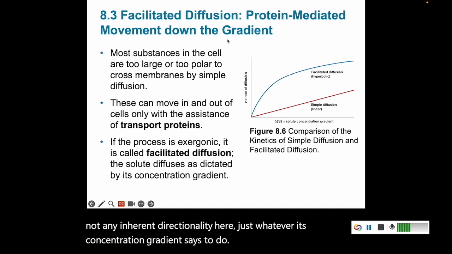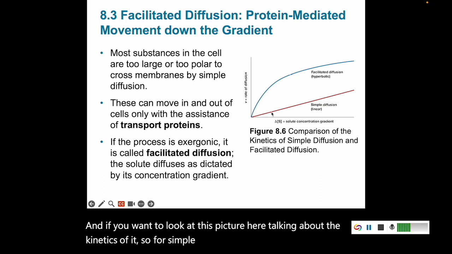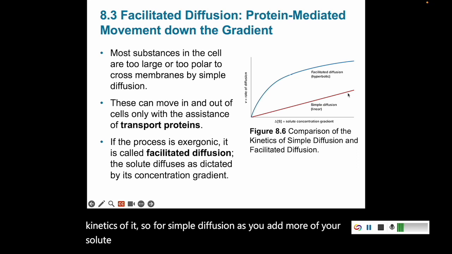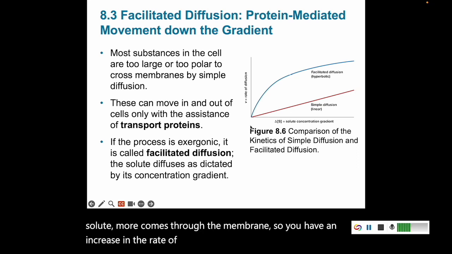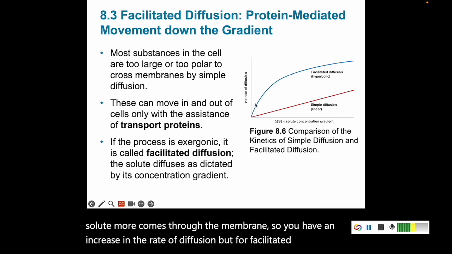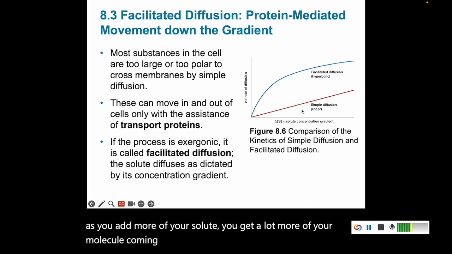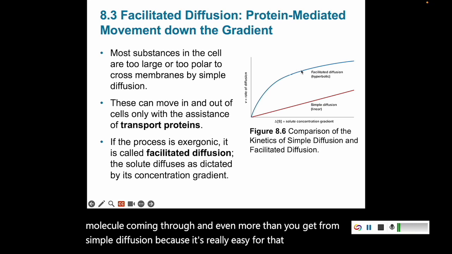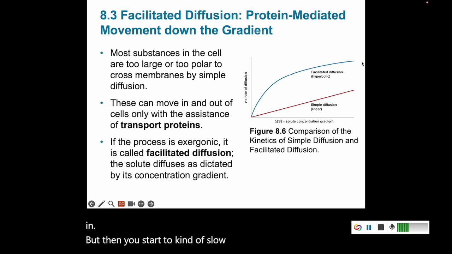If you want to look at this picture here, talking about the kinetics of it. For simple diffusion, as you add more of your solute, more comes through the membrane. So you have an increase in the rate of diffusion. But for facilitated diffusion, at first, as you add more of your solute, you get a lot more of your molecule coming through, even more than you get from simple diffusion, because it's really easy for that molecule to come in. But then you start to slow down, and eventually you'll just level off.